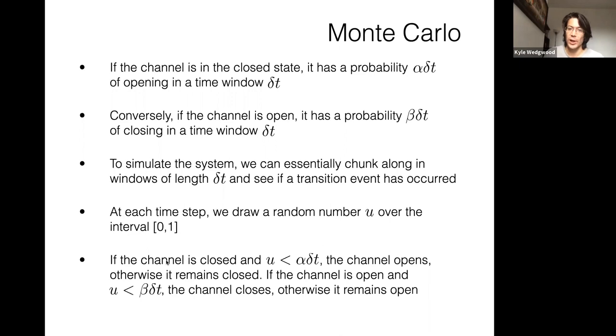So if the channel is closed and our randomly sampled number is less than this probability alpha delta t, then we say that the channel opens. And again, you can see that if alpha delta t is really big, then the probability of a transition occurring is really high. And conversely, if alpha delta t is really small, then the probability of a channel opening is pretty small.